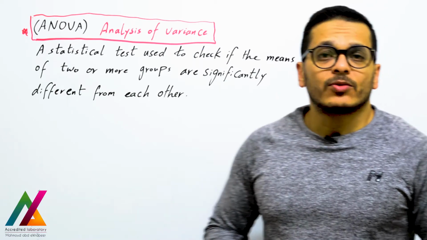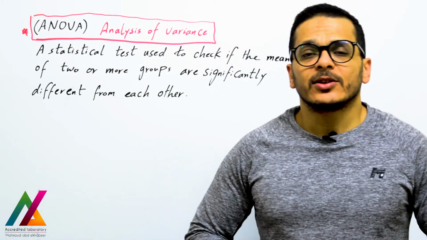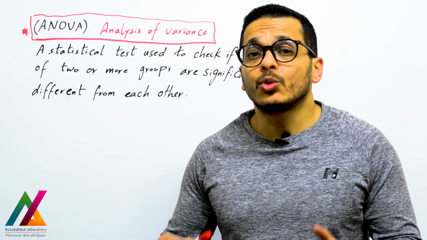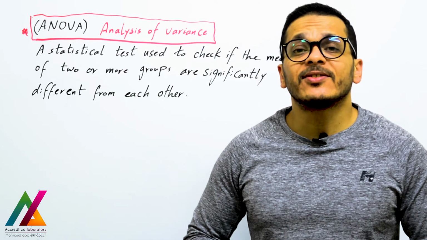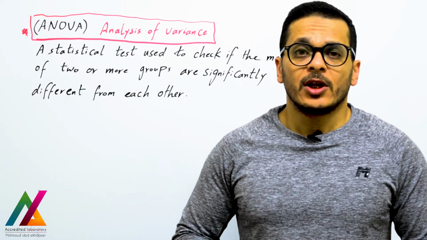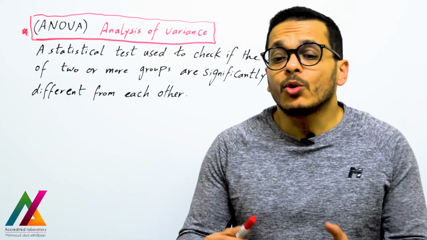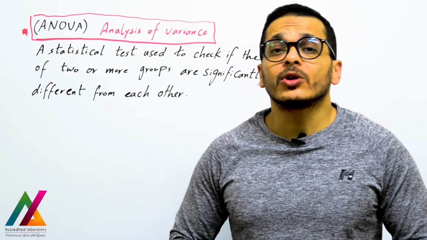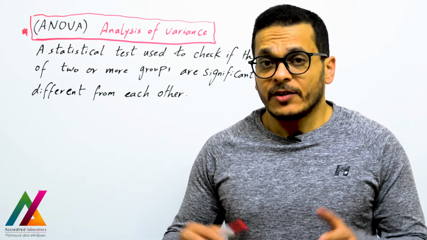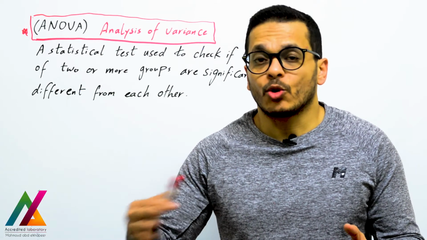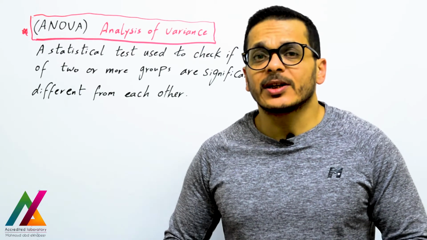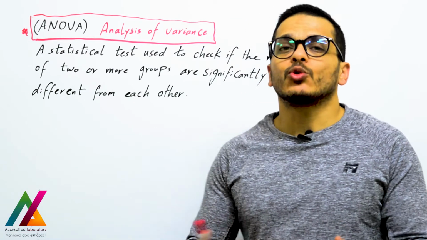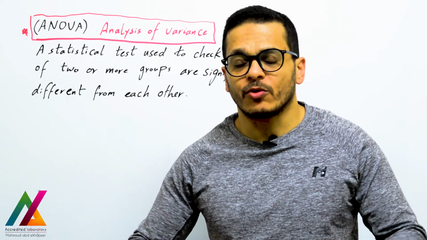ANOVA, or analysis of variance, is a statistical test used to check if the means of two or more groups of samples, or more than two populations, are significantly different from each other. So ANOVA is used to compare between the means of more than two groups of samples. If you have three instruments or more, or three methods used to analyze the same target analytes, you can use ANOVA to compare between the performance of all of them.